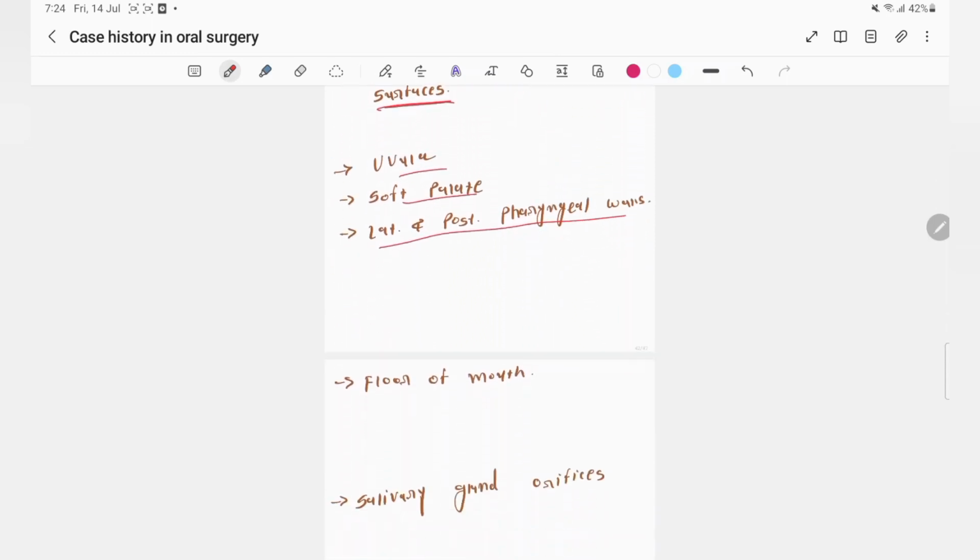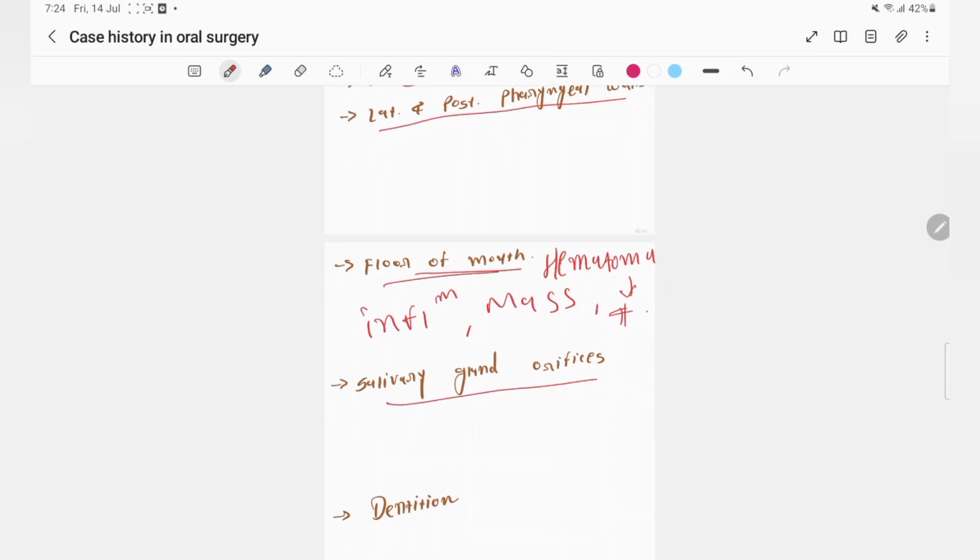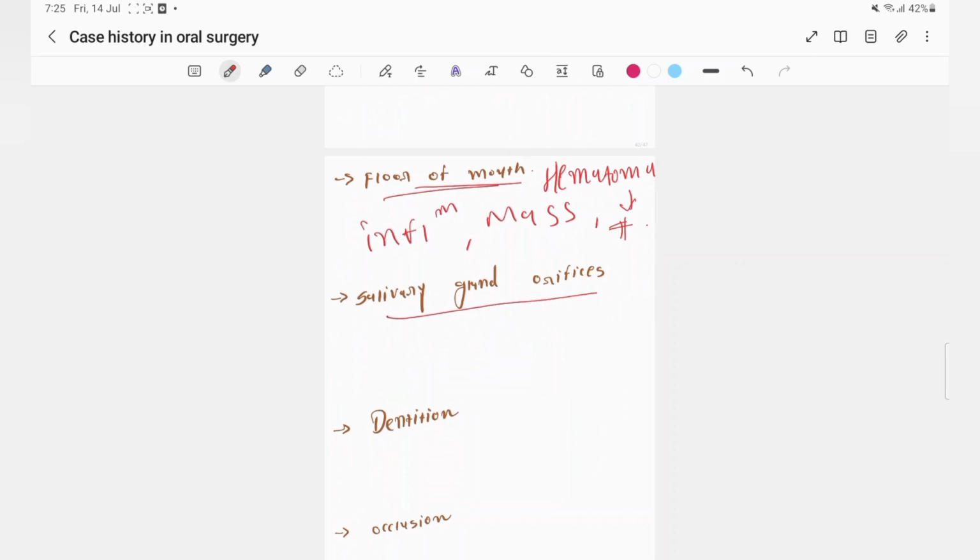After this, you have to examine the floor of mouth to note whether any inflammation, mass or hematoma is present or not. After checking this, if you find any hematoma in the floor of mouth, it is indicative of a fracture in that region. Now you have to examine the salivary gland orifices for any signs of inflammation or pus discharge. Then you have to now examine the dentition.